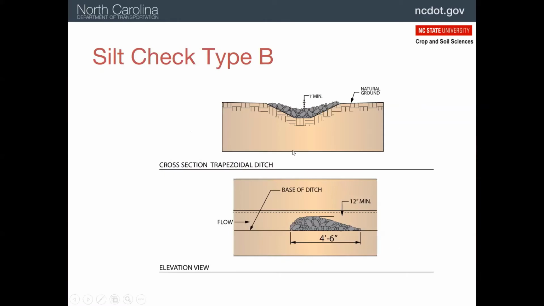So here's a cutaway of that Type B, which is just the Class B stone. This diagram shows a tail on it, which is a good practice if you can do it, because as the flow comes over, it may be erosive if it hits this backside. And so if you can dissipate the energy with a tail, that's a good practice.